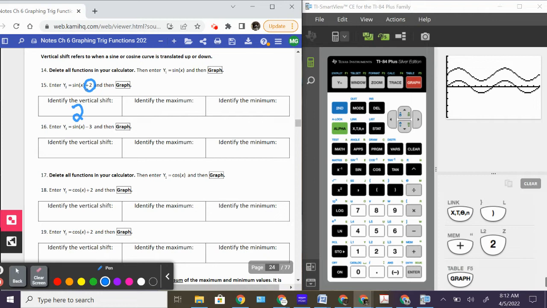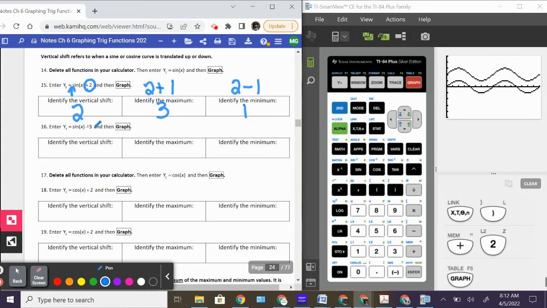Now, what is the maximum? Well, the midline is right here at 2. The maximum is 1 unit above that, and the minimum will be 1 unit below that. So 2 plus 1 gives us 3. The vertical shift of 2 minus 1 gives us 1. So that gives us our maximum and our minimum. And where did I get that 1? Well, it's our amplitude. Okay, this is all going to come together in a little bit.